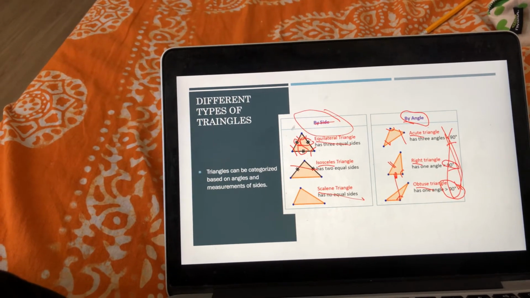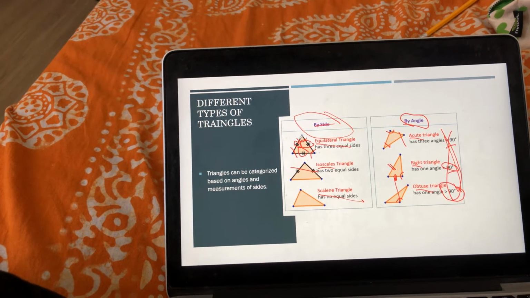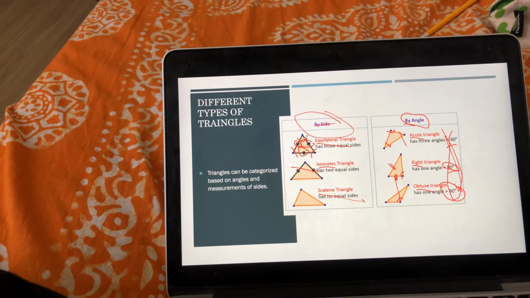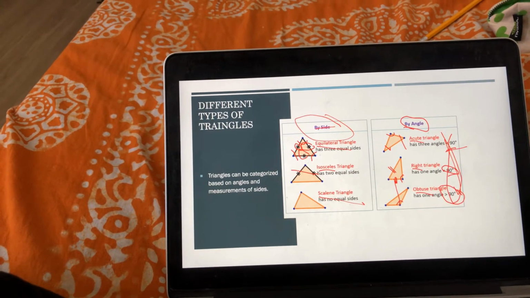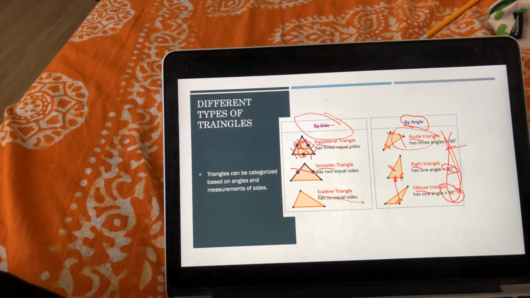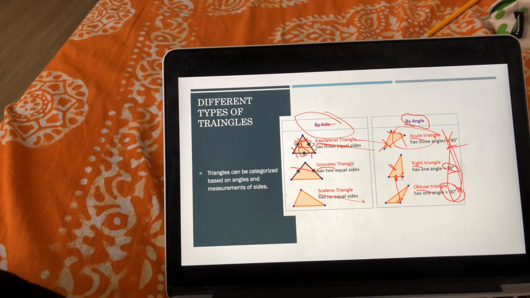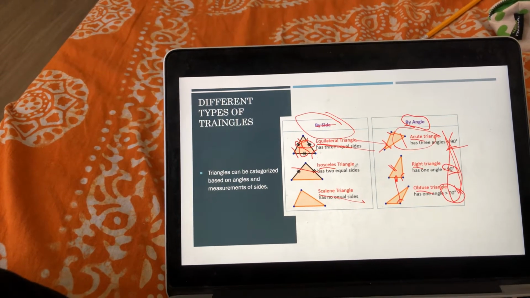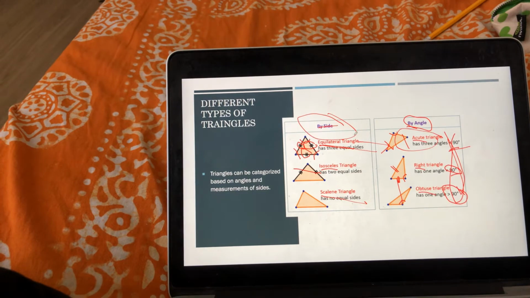But usually all the angles of an equilateral triangle will also be equal, which we will be looking into, where each angle will be equal to 60°. So each angle is 60°, less than 90°, so it will become an acute triangle. So an equilateral triangle is also an acute triangle, while an isosceles triangle need not be an acute triangle.